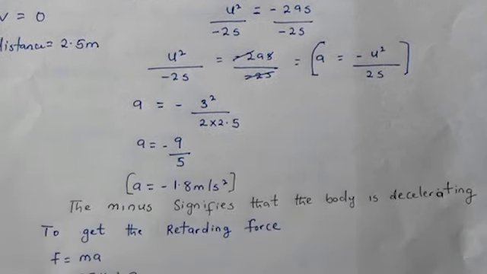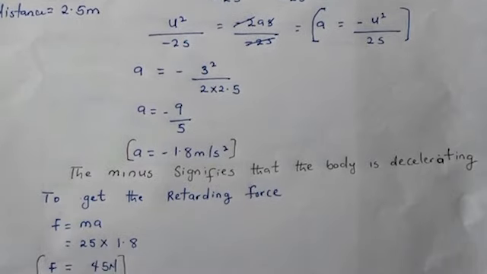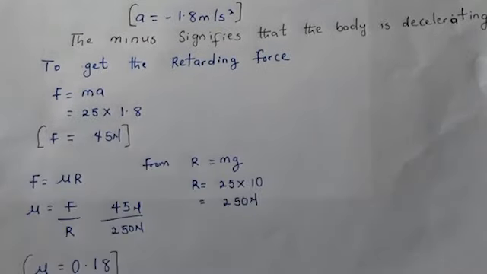Upon getting our acceleration, it is necessary to get our retarding force. To get the retarding force, we say F equals ma, with mass 25 kilogram multiplied by acceleration 1.8. Therefore, our force is equal to 45 Newton. Also, we know that R equals mg, where m is 25 and g is 10. Our R, the normal reaction, is equal to 250 Newton.